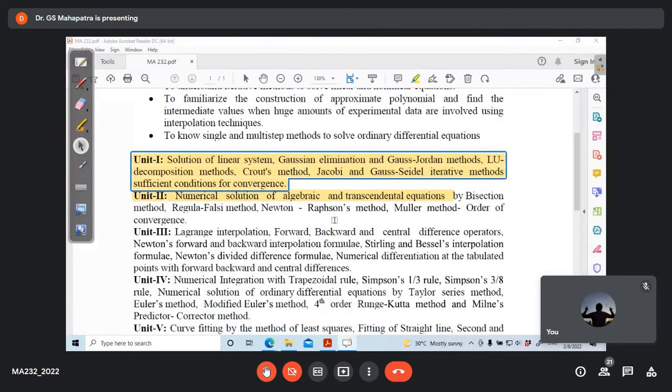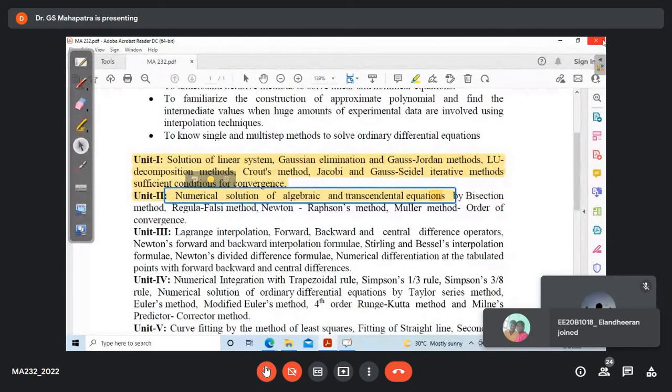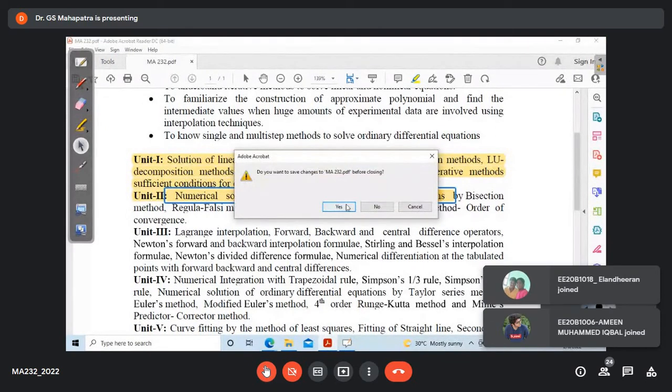Unit 2, first one is numerical solution of algebraic and transcendental equations. I have already discussed this in the introduction class, what we have to do in this unit 2. Once again I will discuss. Before that I will close this one.